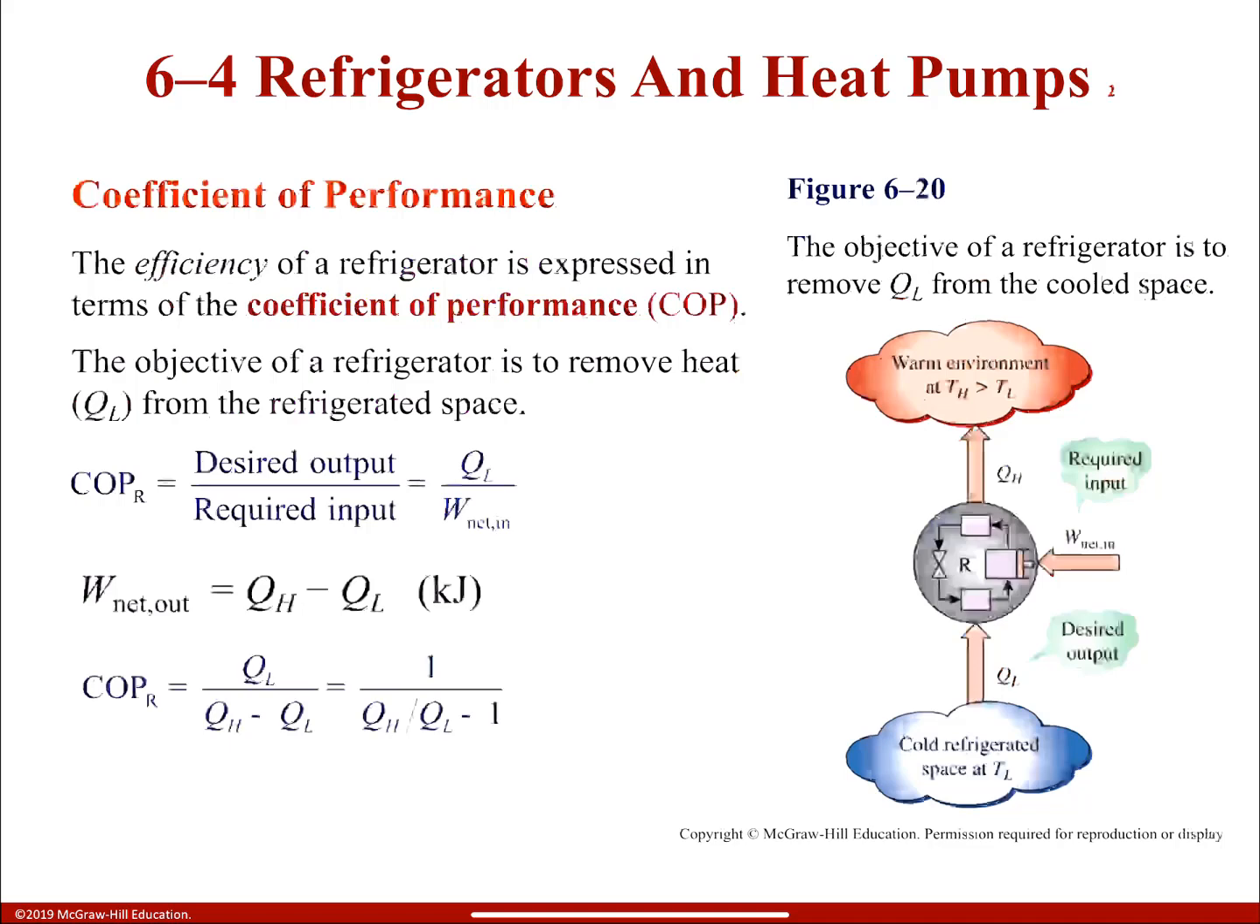So we defined the heat engine, and the heat engine was related to a thermal efficiency. So now we just define the refrigerators, and the refrigerators will take us into something that is called coefficient of performance. It sounds like efficiency, pretty much. The efficiency of a refrigerator is expressed in terms of the coefficient of performance, or COP. The objective of a refrigerator is to remove heat from a refrigerated space. So how do you calculate pretty much the coefficient of performance? So you have the amount of heat that needs to be removed over the amount of work that needs to be supplied to the system in order to work.